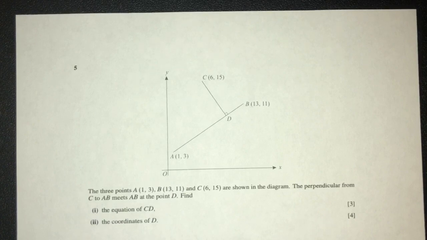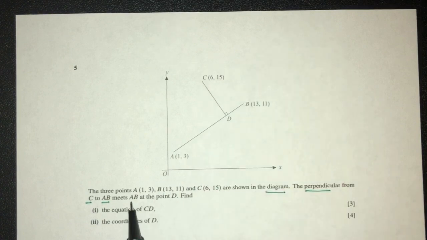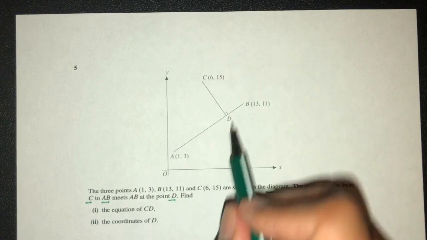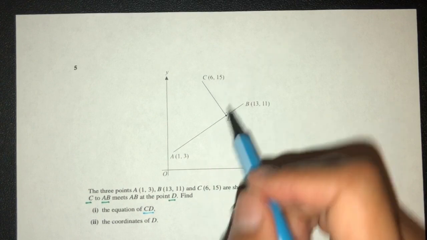So the 3 points A, B, and C are shown in the diagram. Okay, great. A, B, and C. Now the perpendicular from C to AB meets at point D. This is the meeting point. Now part 1, we have to find the equation of CD. So CD is this line. How can we find this?